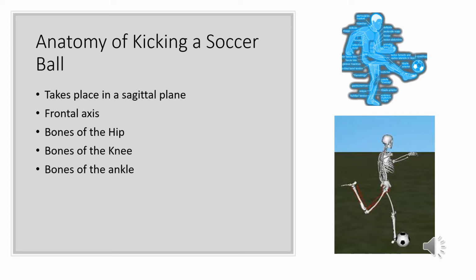The femur and tibia form the knee, which is a hinge joint. This is important because the hinge joint allows the knee to flex and extend to kick the ball. Lastly, the tibia and calcaneus form a modified ankle joint.